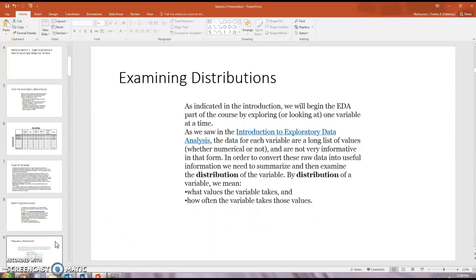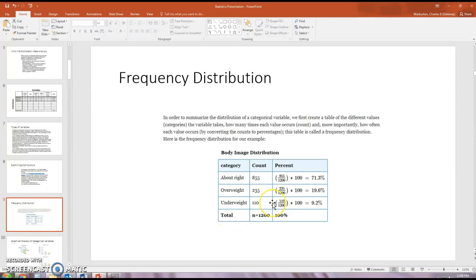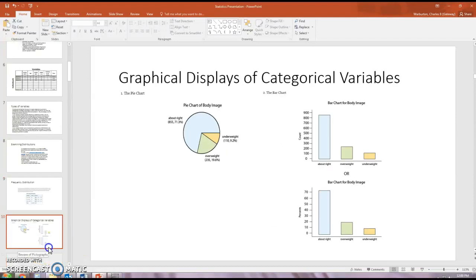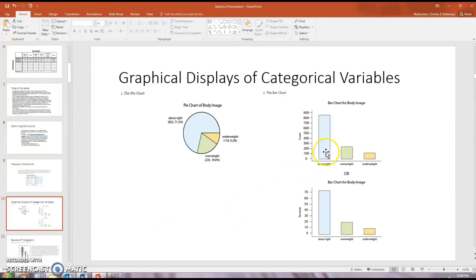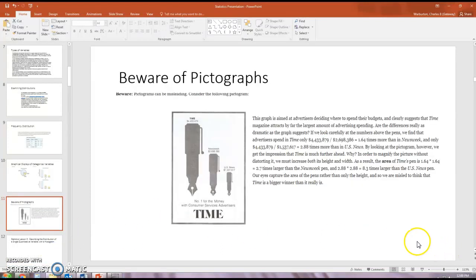How we summarize a distribution is with a frequency distribution. A frequency distribution lists the values that a variable would take, how often it takes the values with a count, and then what percent of the time it takes that value. With a single categorical variable, we can describe that data with either a pie chart or a bar chart. Beware of pictographs, because sometimes the area of the pictures can be misleading.